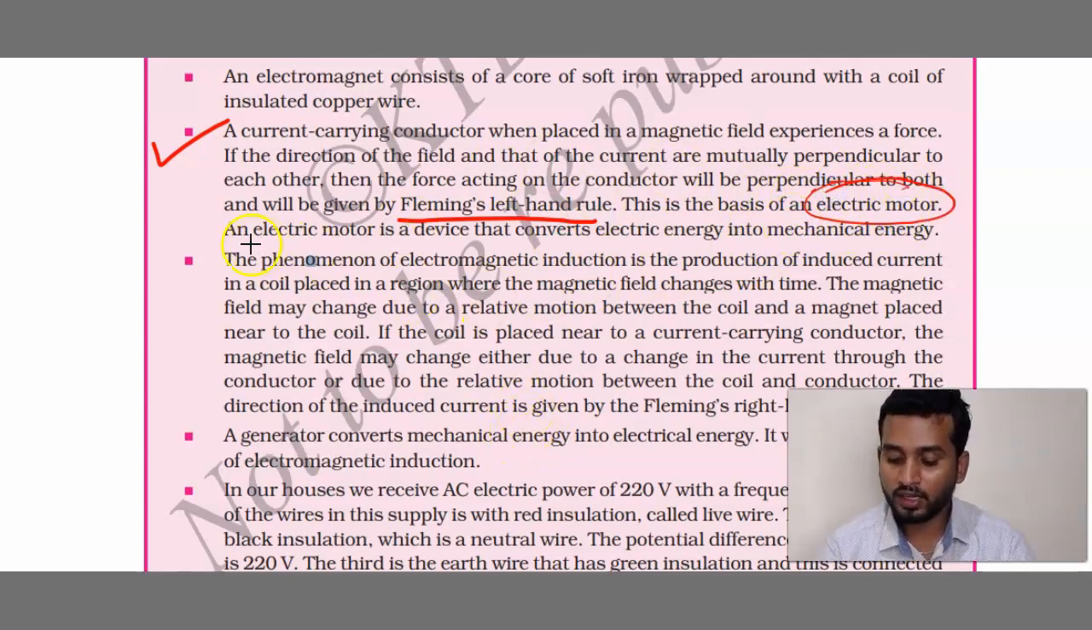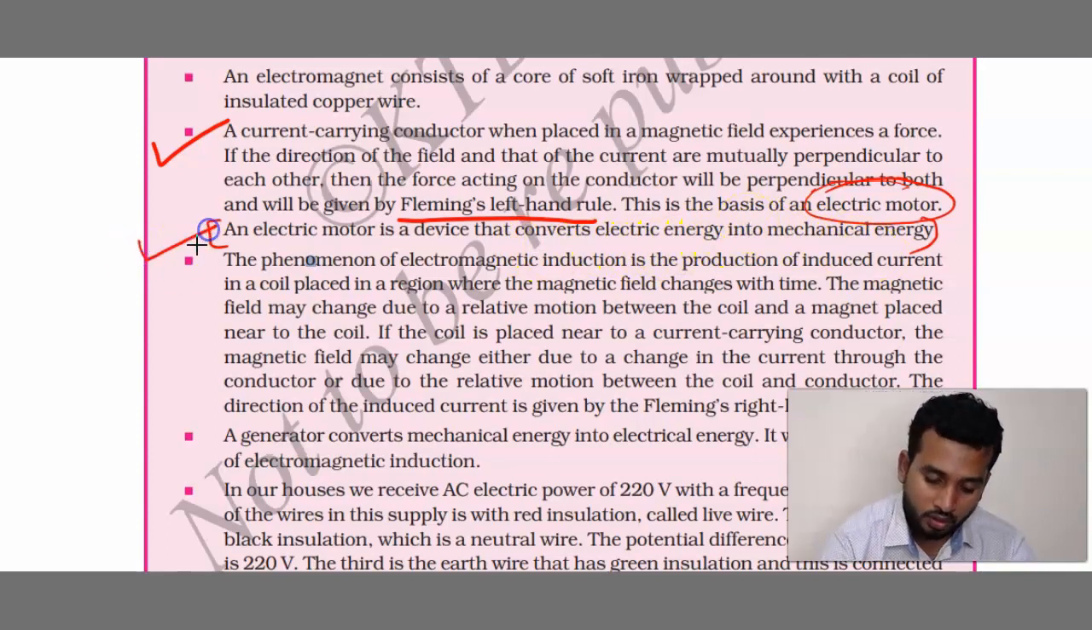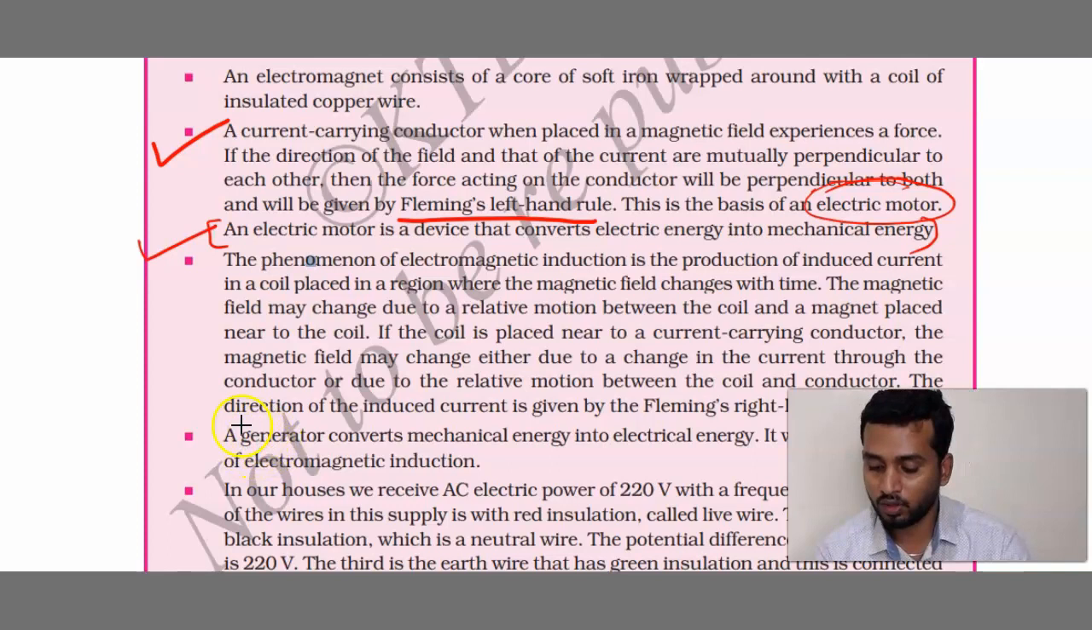So what is an electric motor? Here we have the definition. An electric motor is a device that converts electrical energy into mechanical energy. Even this point is also very important for 1 mark. Got it? Similarly, the phenomenon of electromagnetic induction is the production of induced current in a coil placed in a region where the magnetic field changes with time.